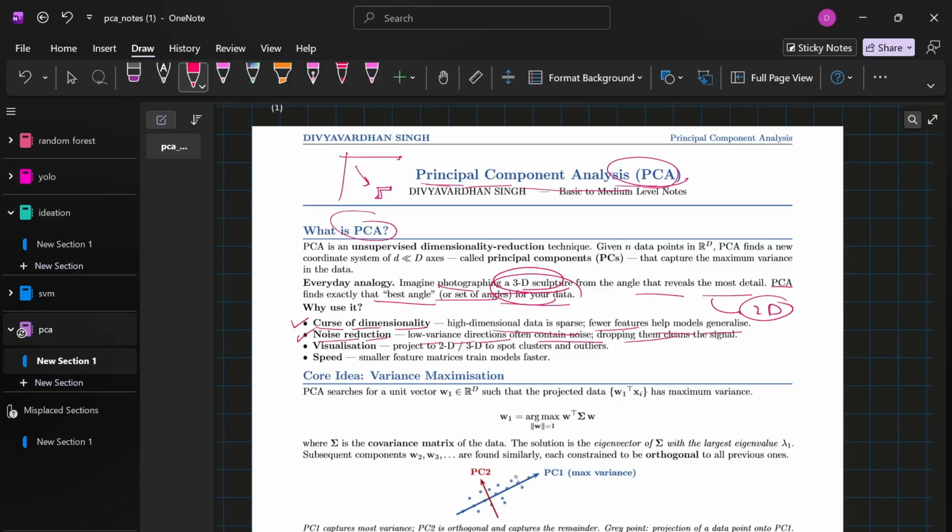Third is visualization. You can compress your data down to 2D or 3D and actually see your data, spot clusters, and find the outliers. Fourth one is speed. Fewer features means your model can be trained faster.